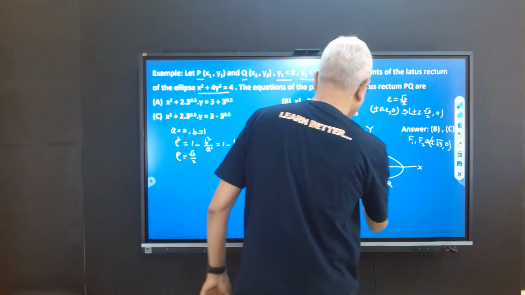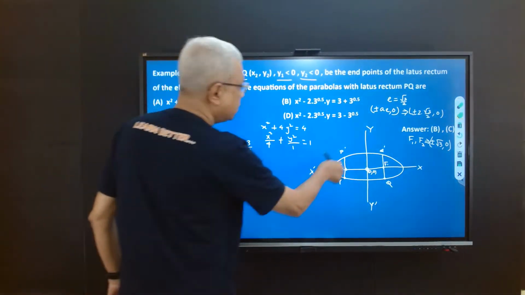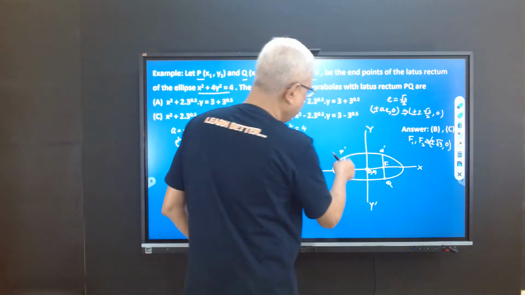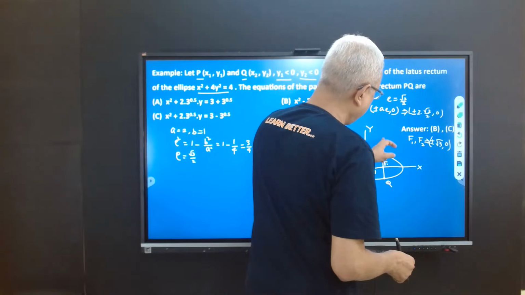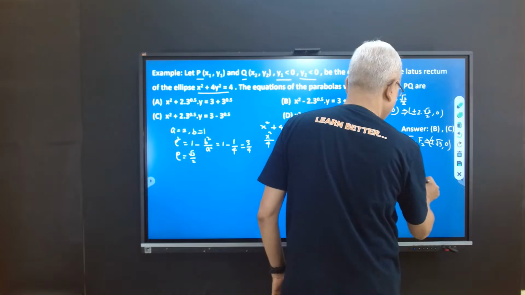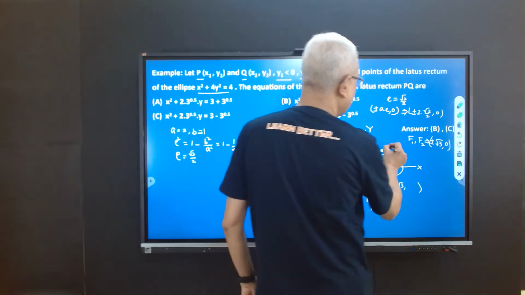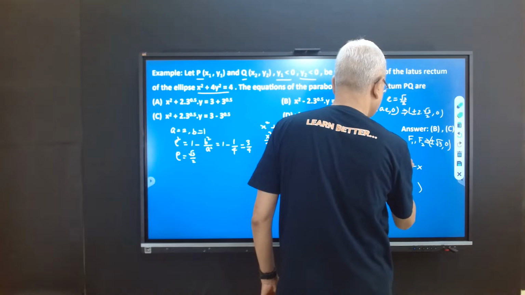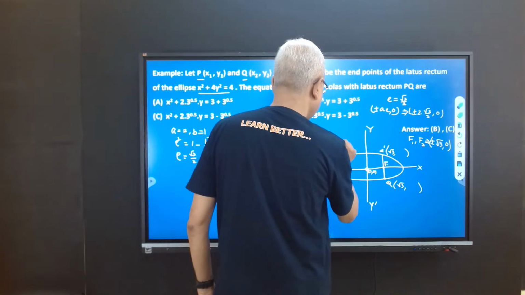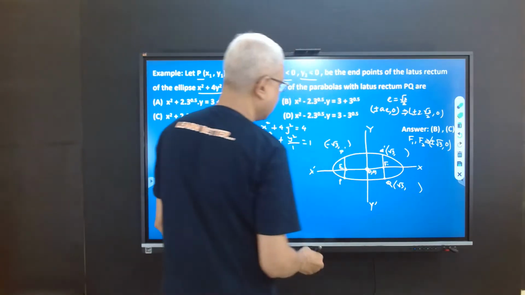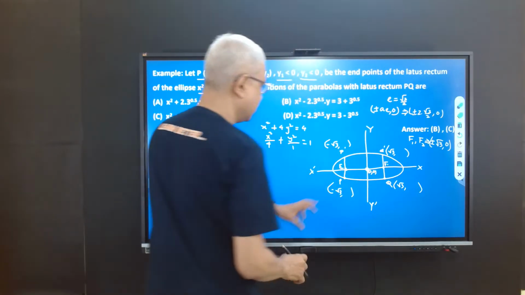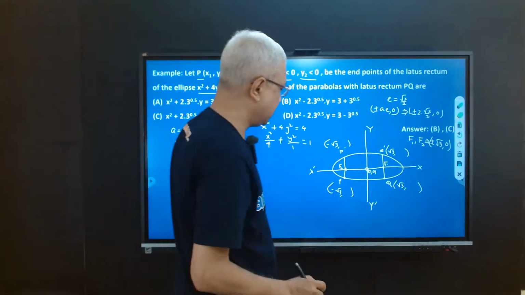So what are the coordinates of the endpoints of the latus rectum? The x coordinate of both Q and Q dash will be root 3, and the y coordinate you have to find out. Here also it is root 3, the y coordinate we have to find out. And for P dash it will be minus root 3, comma, I will find out what that is. And here it is minus root 3. I will find out the y coordinate of P.